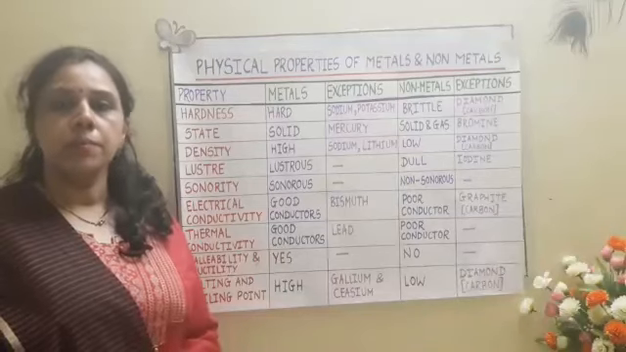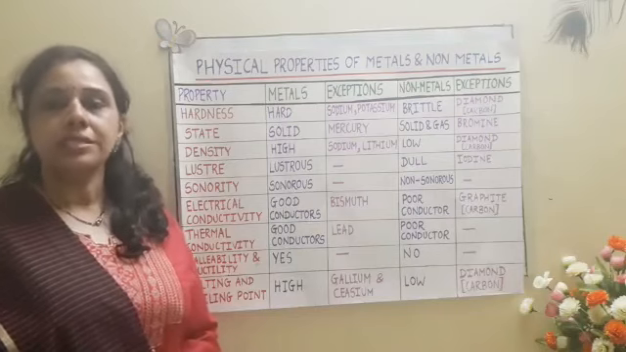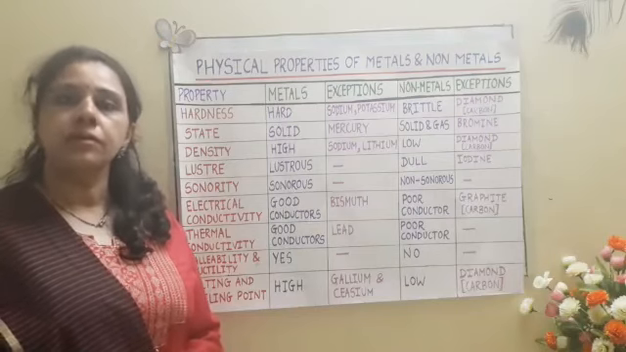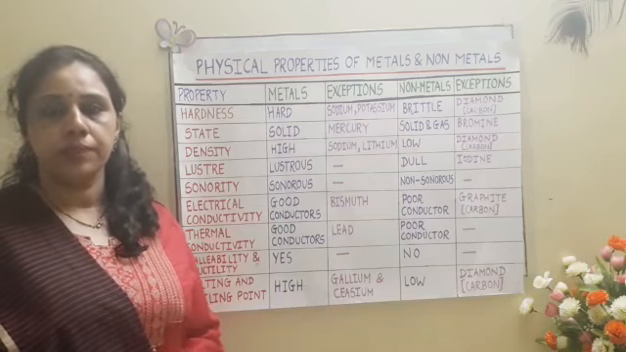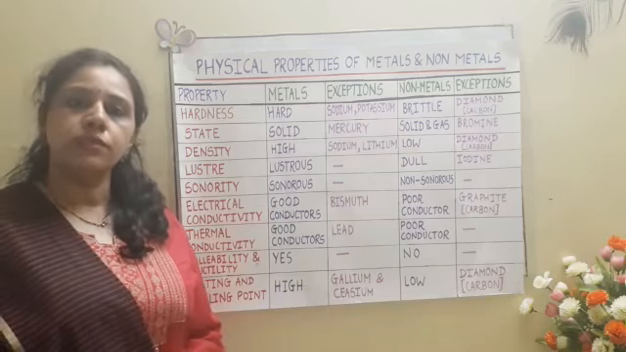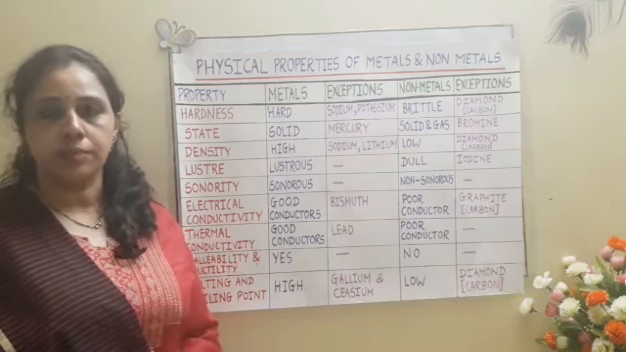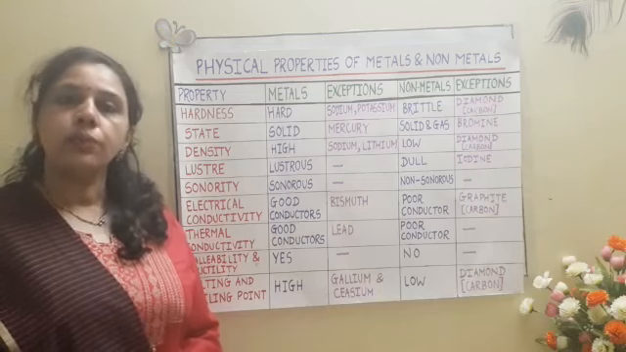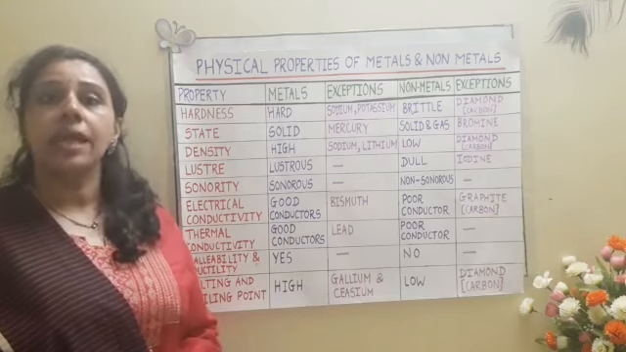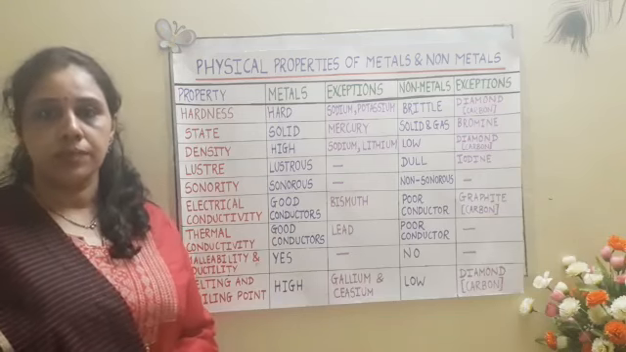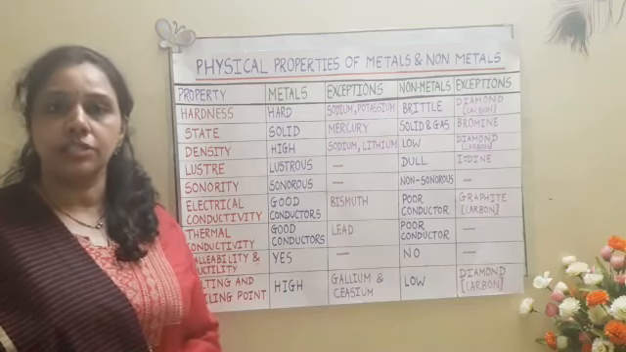Before comparing the physical properties of metals and non-metals, we must understand what is meant by a physical property and what is meant by a chemical property. A physical property of a substance can be studied without changing the composition of the substance. Whereas to understand the chemical property of a substance, the substance has to be reacted with some other substance, and due to that, its chemical composition changes.